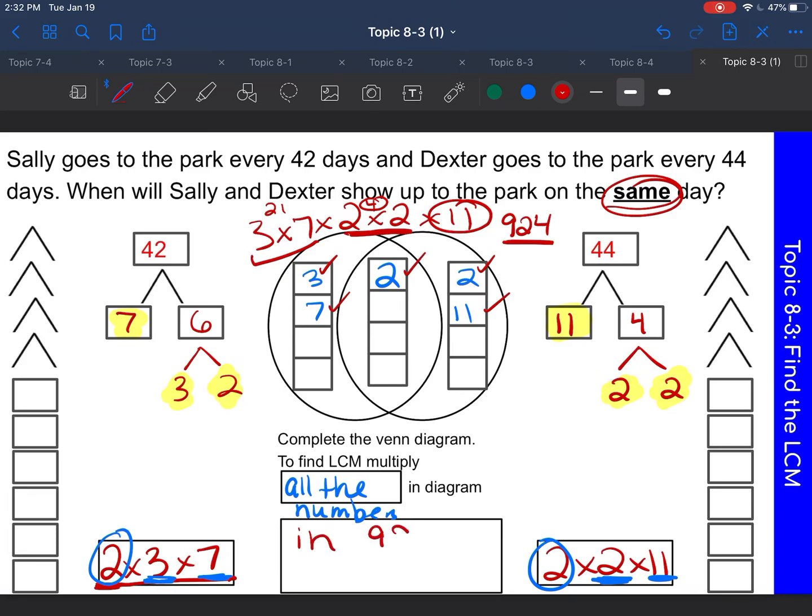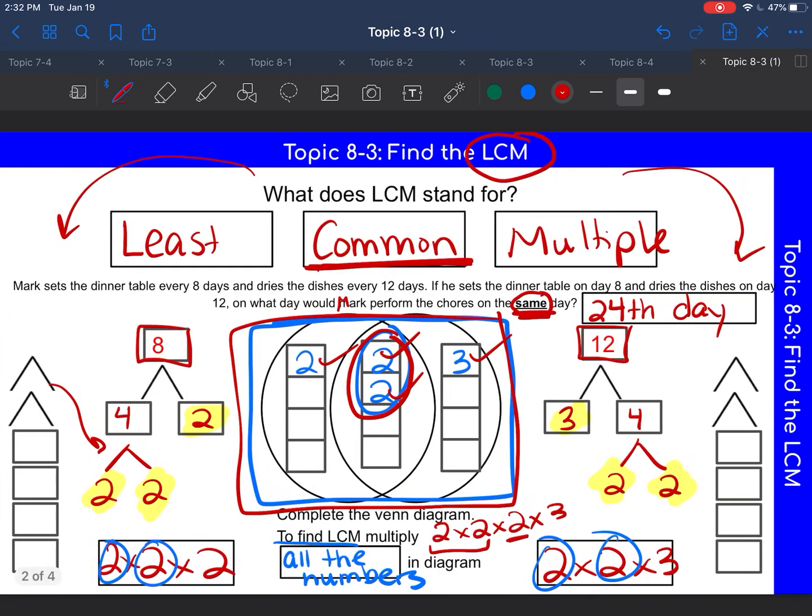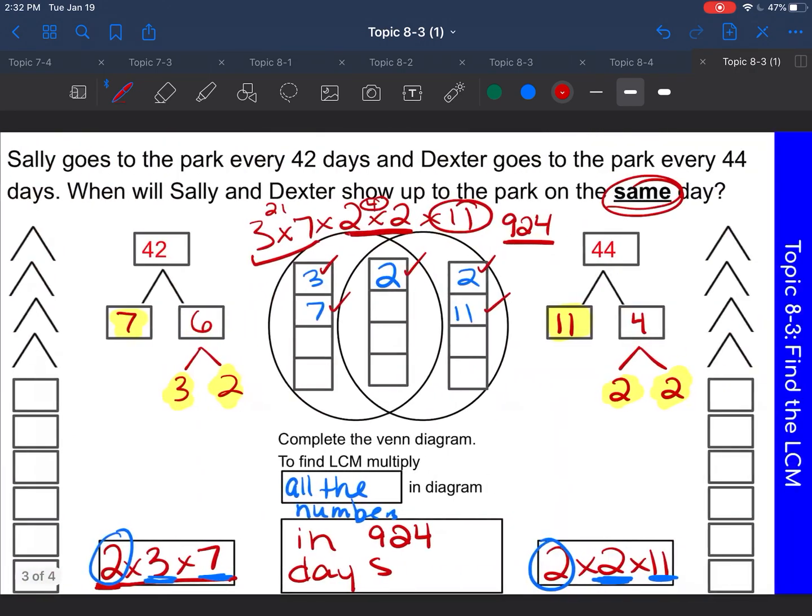In 924 days. Okay, so they'll have to wait almost 3 years until they will see each other at the park on the same day. All right. So that just goes to show that sometimes the lowest common multiple, in the earlier example it was 24, is really not that low. It takes a while.